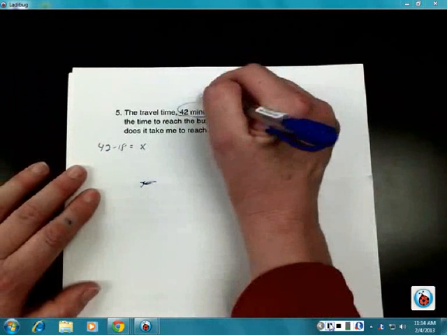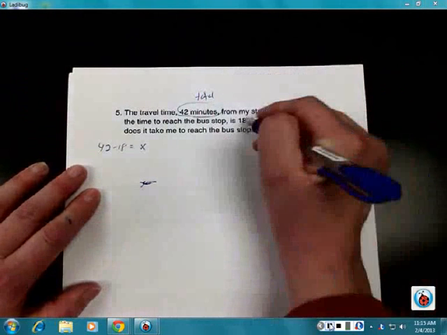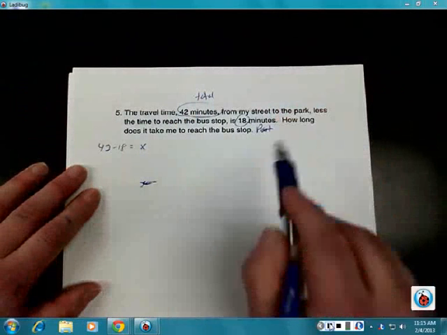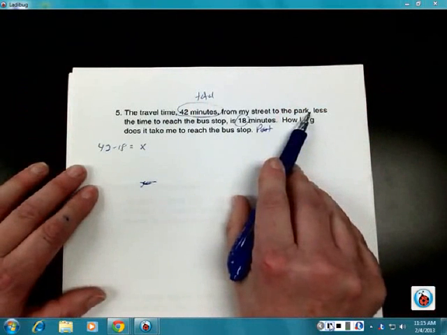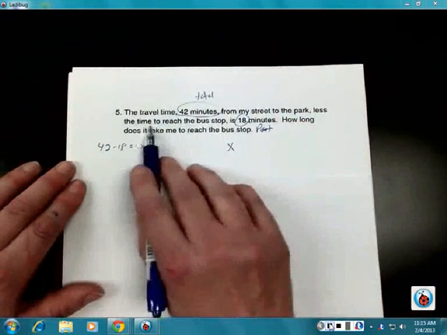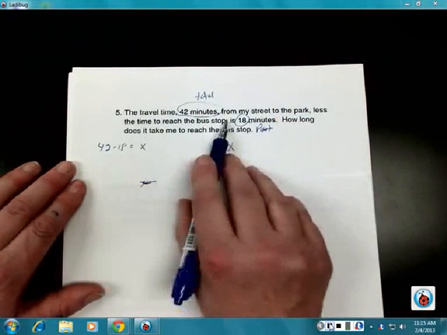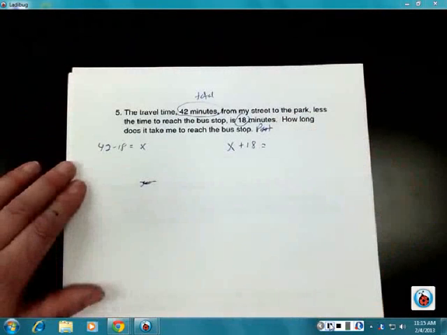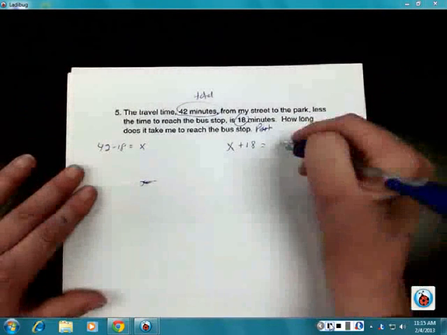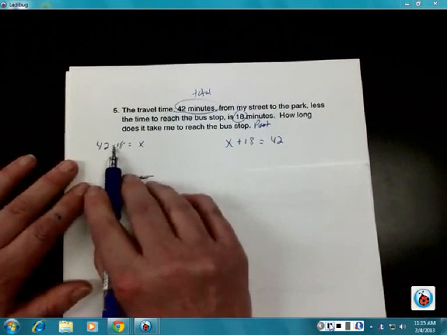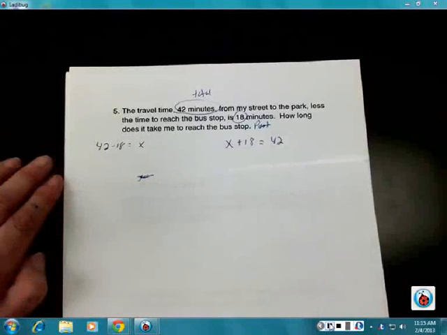This is the total, so 42 equals. This is a part. So what do we have to do? We've got to walk from your street to the park. How long does that take me? X minutes. And then to reach the bus stop, less the time to reach the bus stop. So if I walk another 18 minutes, I'm going to take out my whole time of travel, plus X, which is 42.